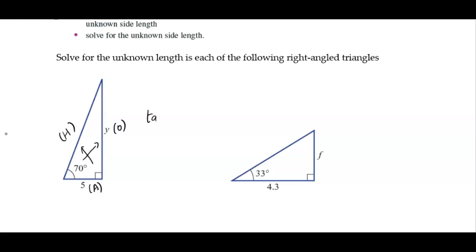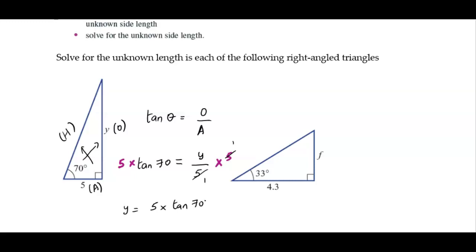So tan theta equals opposite over adjacent. I'm going to substitute these values into this formula. The value for the angle is 70, so tan 70 equals the opposite side, which is y, divided by 5. To solve for y, what do we need to do? We need to multiply both sides by 5. If I multiply both sides by 5, 5 goes into itself once, leaving me with y equals 5 times tan 70 degrees.